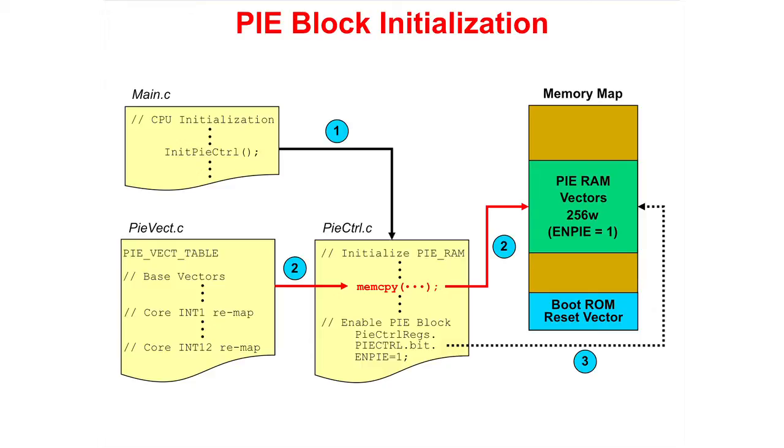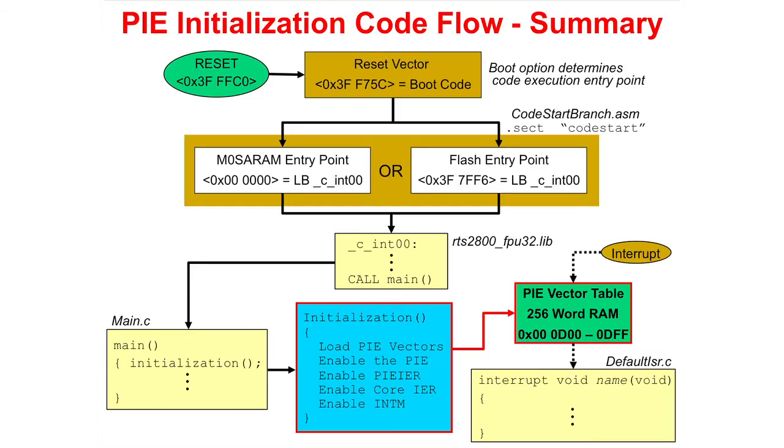During initialization in main, we have a function call to PieCtrl.c. In this file, a memcpy function copies the interrupt vector table to the PIE RAM and then sets ENPIE to 1, enabling the PIE block. This process is done to set up the vectors for interrupts. In summary, the PIE initialization code flow is as follows.